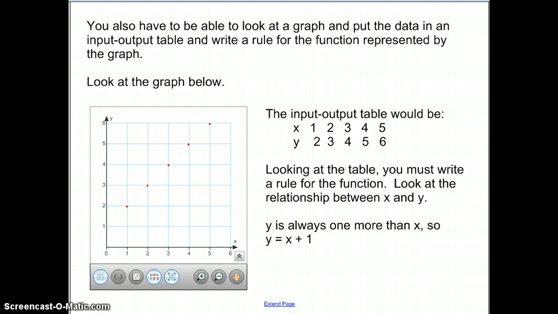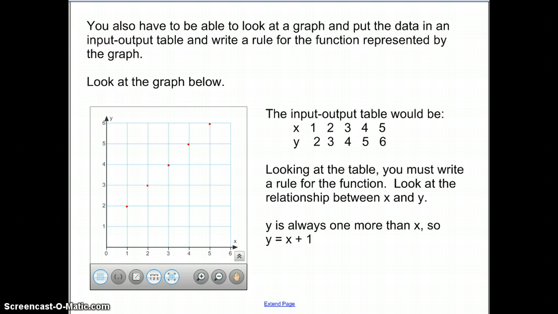Remember, all points on a coordinate plane have 2 numbers associated with them. The first one is always the x-coordinate. The second one is always the y-coordinate. So I've gone through each of these points, and I've created the input-output table based on those points. Make sure you can see where I've gotten these numbers.